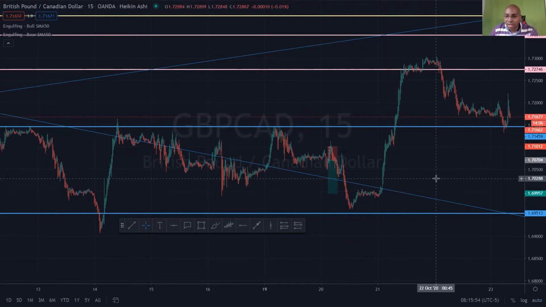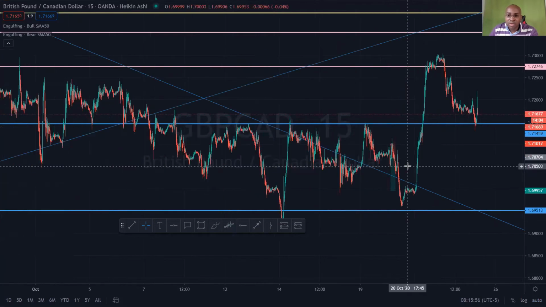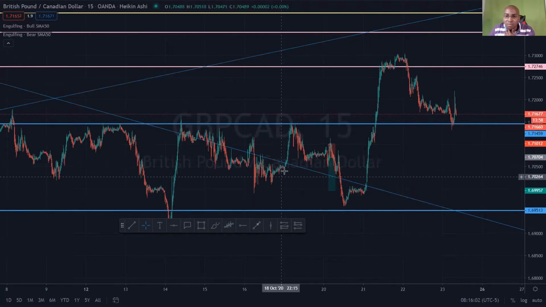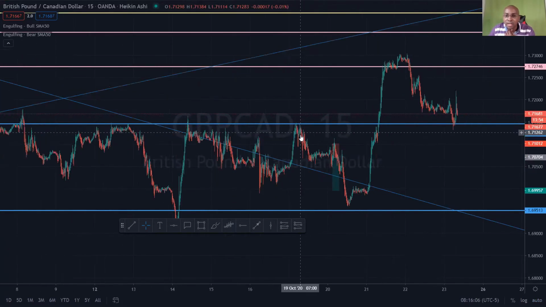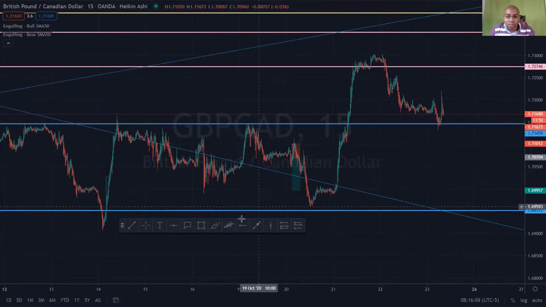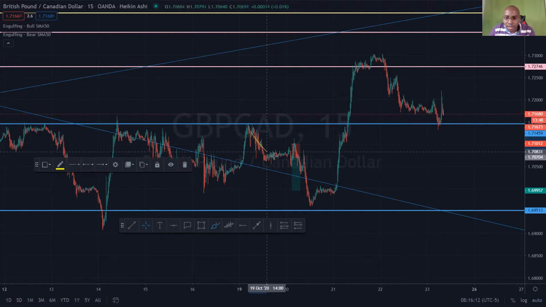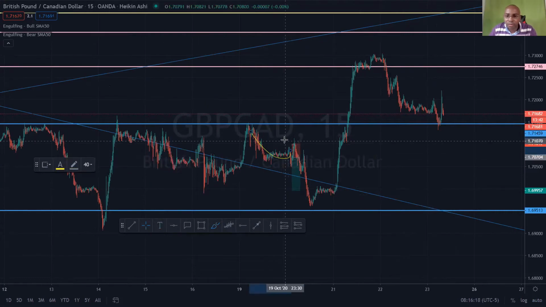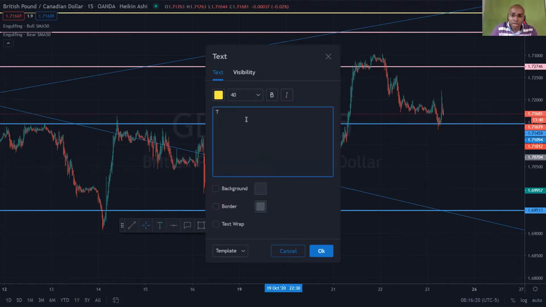So GBPCAD. A textbook trade that I normally do: I had this downtrend coming right here. Price broke this downtrend, hit this resistance right here, and showed me that it's still in a downtrend. So I did this textbook trade right here. Swung here, created a lower high right here. Lower high.